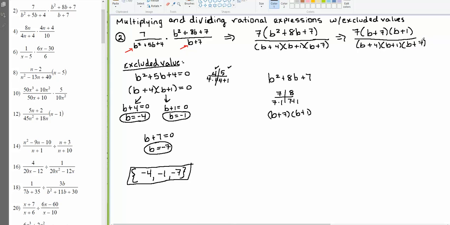And when you look at it like this, you realize that the b plus 7's cancel and the b plus 1's cancel. And the final answer will be 7 over b plus 4. So this is this multiplication problem simplified, and these are the excluded values.